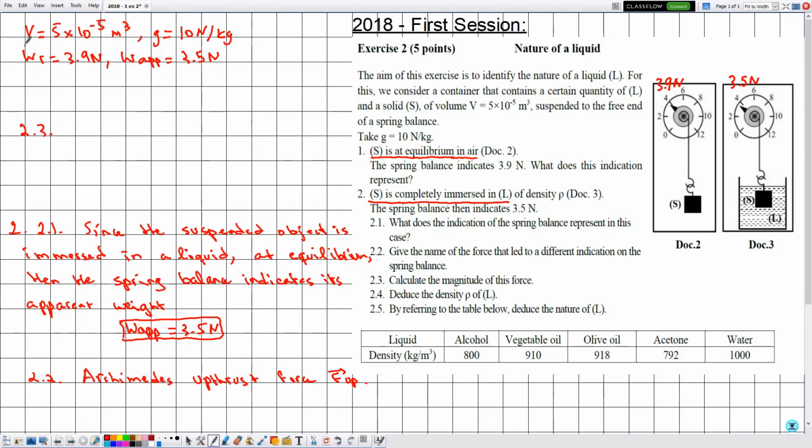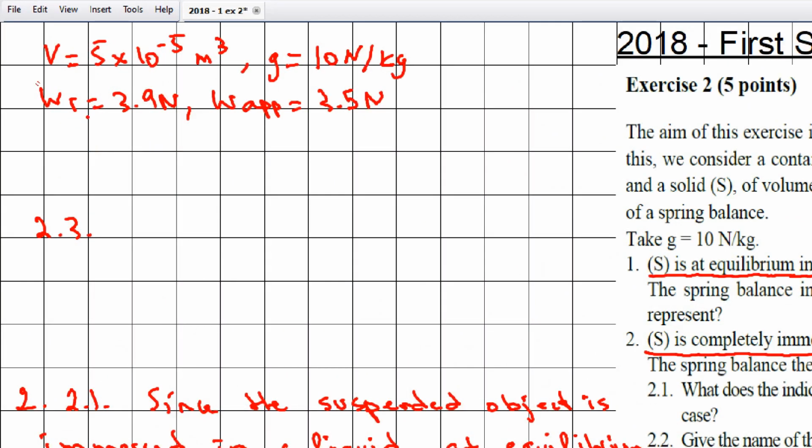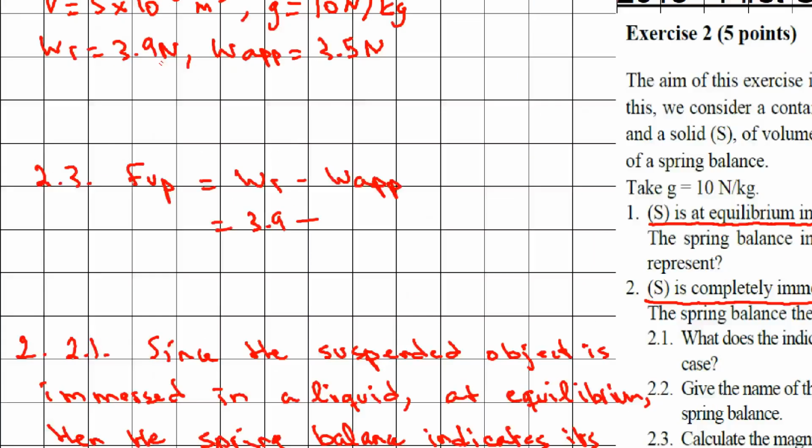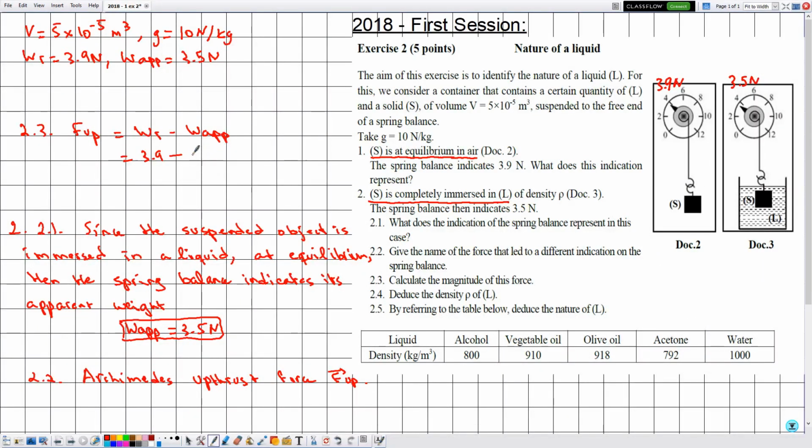Now here, because we have the value of the real weight and the value of the apparent weight, then we can directly determine the magnitude of this force, because it's the difference between the real weight and the apparent weight. Now the value of the real weight is given by 3.9 and the value of the apparent weight is given by 3.5. Now plugging this on the calculator, it will give me 0.4.